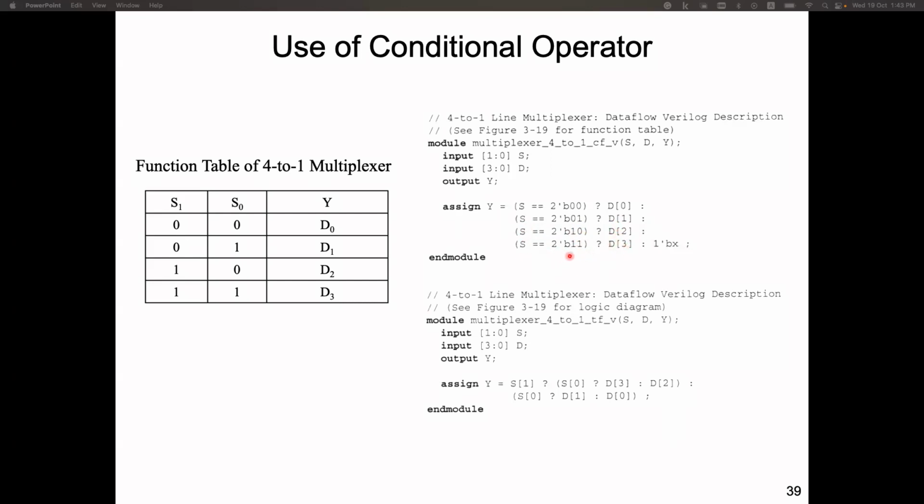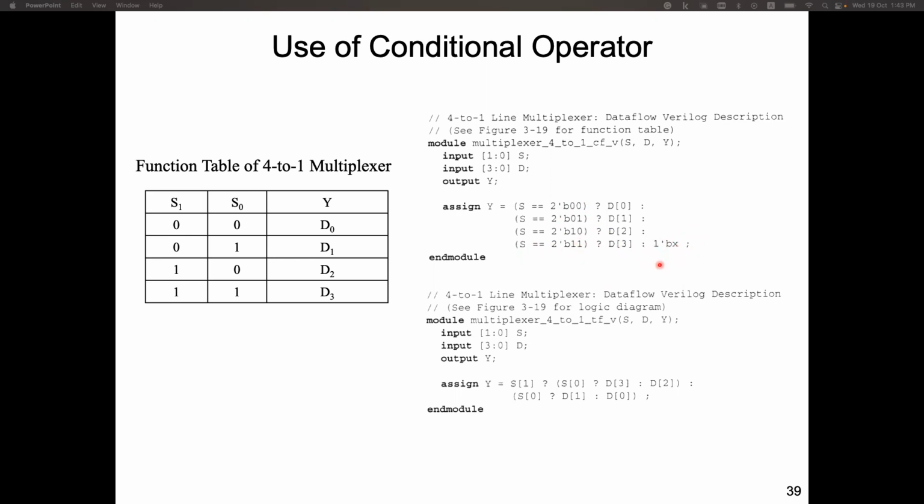So lastly, the last question mark, the last conditional operator, checks whether s equals 11. If true, pass d3. Otherwise, it passes something else. Well, you may wonder why we need this last expression, because we have exhausted all the cases: 00, 01, 10, and 11. Why do we still need this?